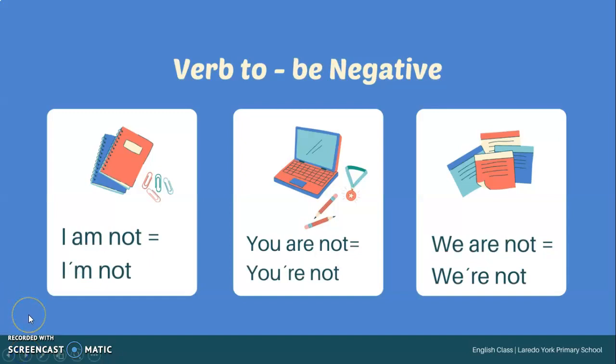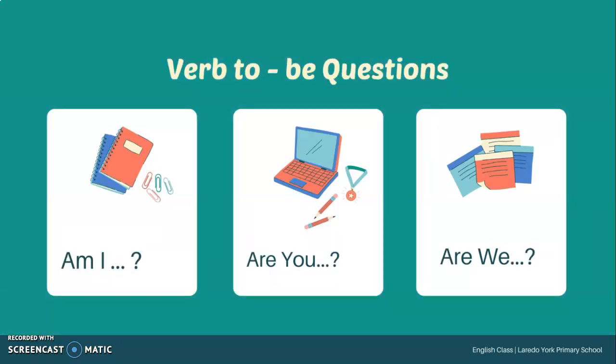Let's see the negative part. We can use it in negative sentences by adding not, okay? I am not or I'm not, okay? You also have you are not or you're not. And we are not or we're not. It's just a simple thing that you have to add the word not after the verb to be, okay? In each sentence that you want to create.